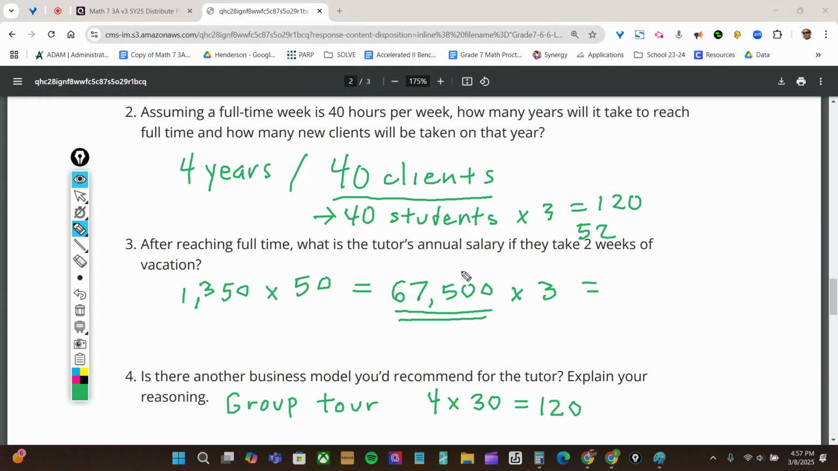So what do you get if you multiply this times 3? Let's say this is 70,000. Let's round this up to 70,000 just for grins. You're talking about $210,000. Oh my gosh.